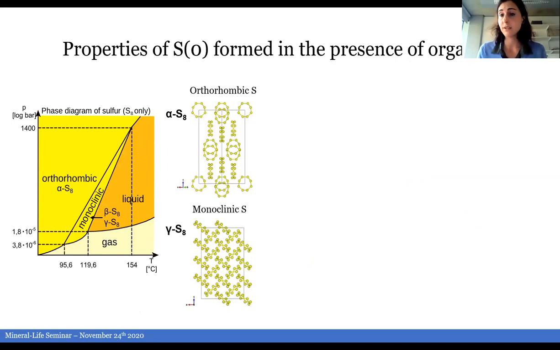Finally, we can look at the crystal structure of this sulfur. So first I have to tell you a little bit about the structure of sulfur minerals. Elemental sulfur is formed by S8 rings. So they are rings composed of 8 sulfur atoms. And those rings can be arranged in 3 dimensions in different structures. So you have orthorhombic sulfur, which is called alpha S8. And you have monoclinic sulfur, which is called either beta or gamma S8. So you have 2 monoclinic structures. And if you look at this PT diagram, you can see that the stable phase at room temperature and pressure conditions, so below 95.6 degrees C, is an orthorhombic structure. And at higher temperature, you can have the monoclinic structures.